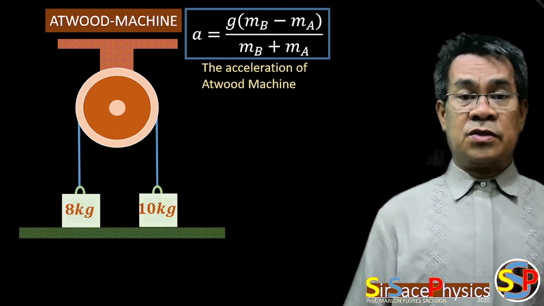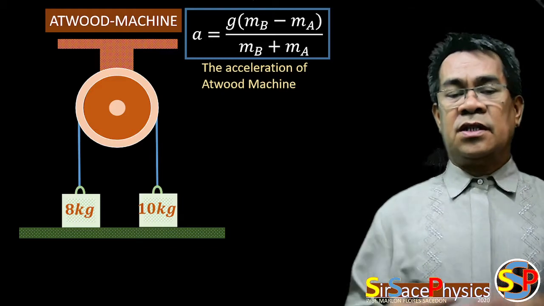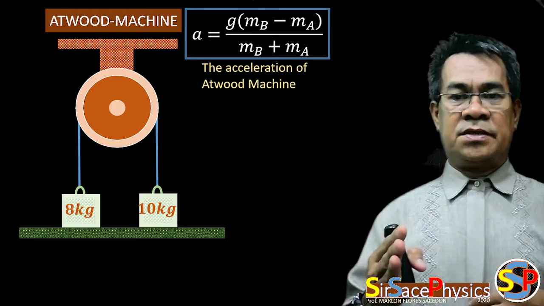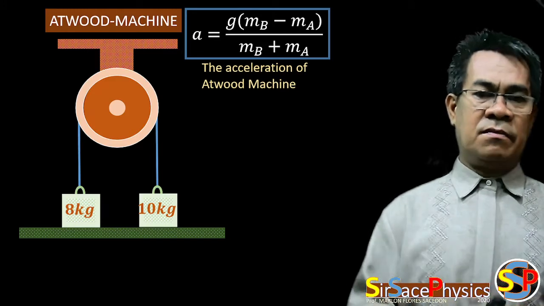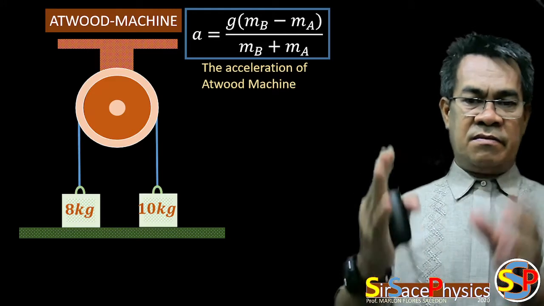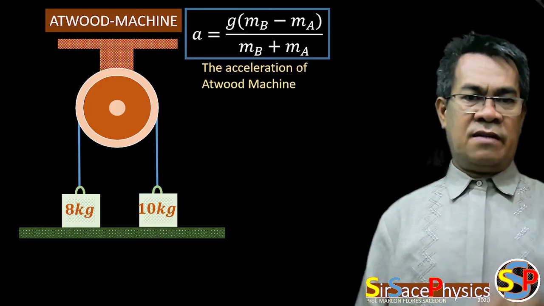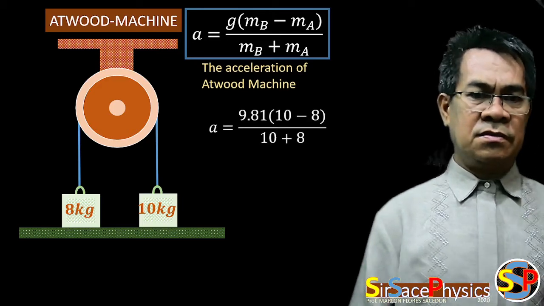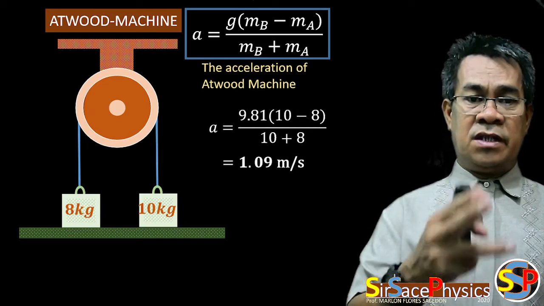Now, suppose we have an actual problem. Suppose mass A is 8 kilograms, look at the problem, and mass B is 10 kilograms. Mass B is heavier than mass A. So if you substitute this into the formula that we derived for the acceleration of the Atwood machine, the result is 1.09 meters per second.